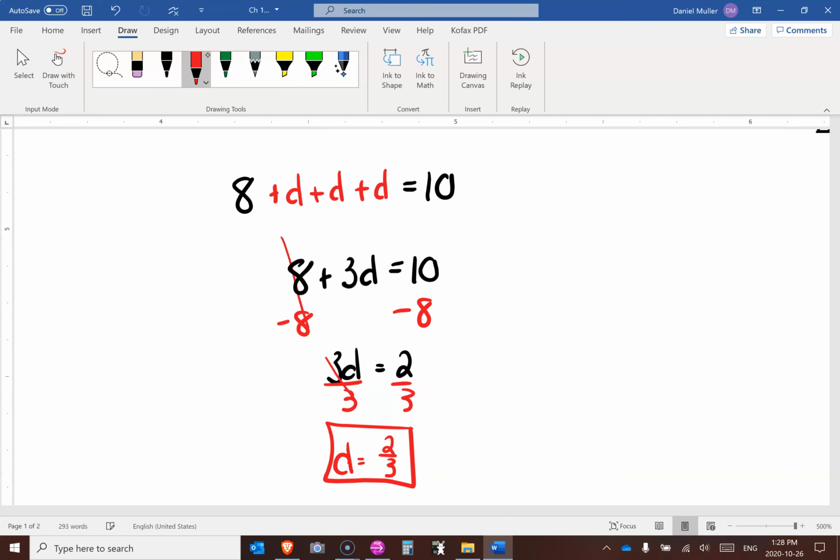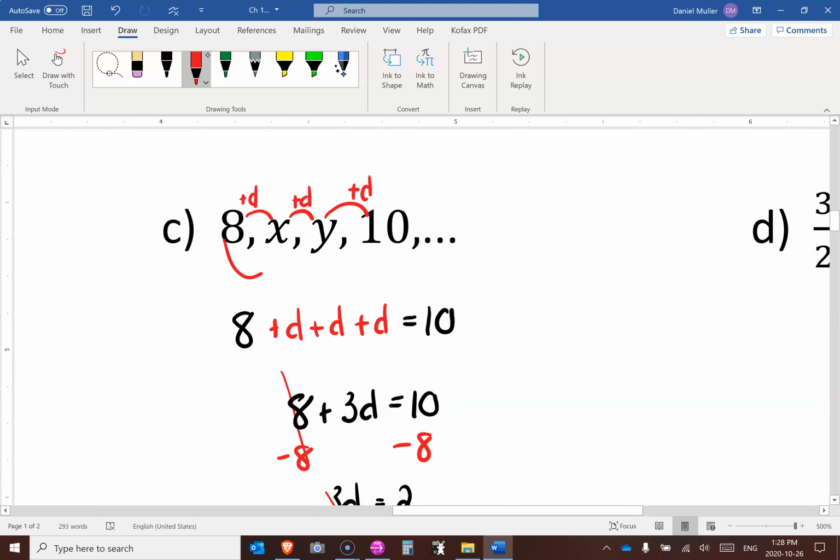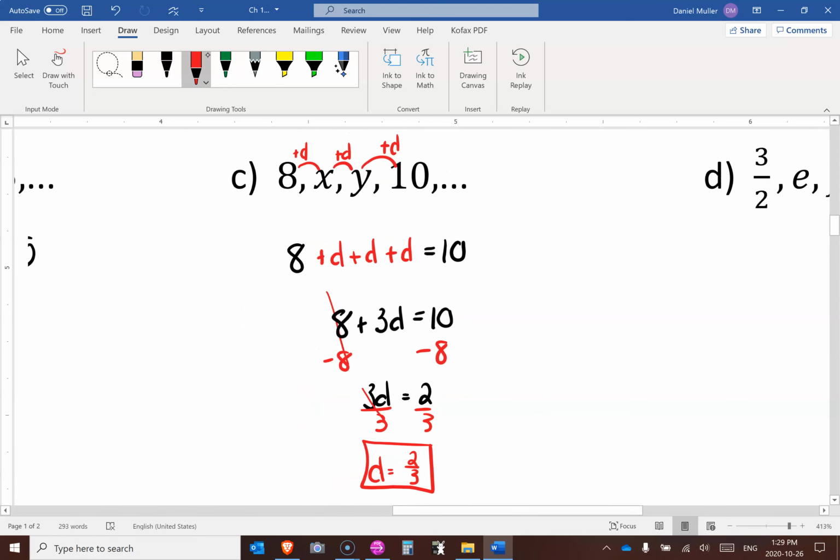That's why, when I was looking at this, I thought, okay, well, 8 plus 1 is 9, plus 1 is 10, plus 1 is, I would already be too high. So it had to be a number less than 1. I didn't quite know what it was going to be. It turns out it's 2/3.